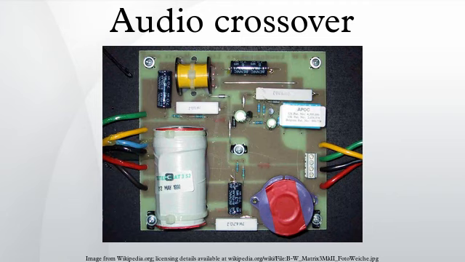Crossovers split the audio signal into separate frequency bands that can be separately routed to loudspeakers optimized for those bands. Active crossovers are distinguished from passive crossovers in that they divide the audio signal prior to amplification. Active crossovers come in both digital and analog varieties. Digital active crossovers often include additional signal processing, such as limiting, delay, and equalization.